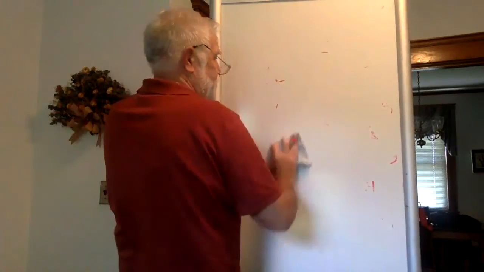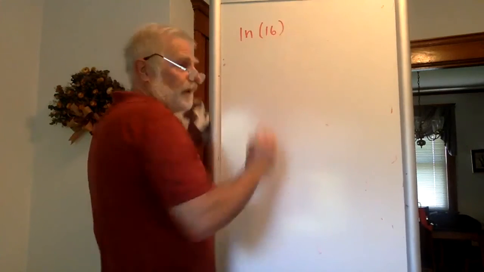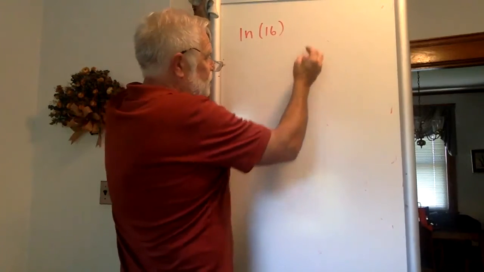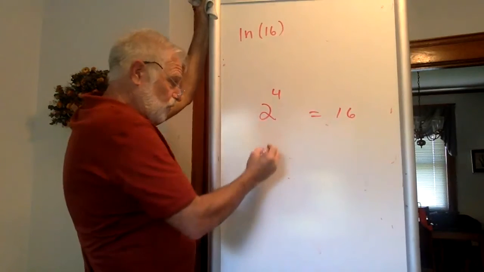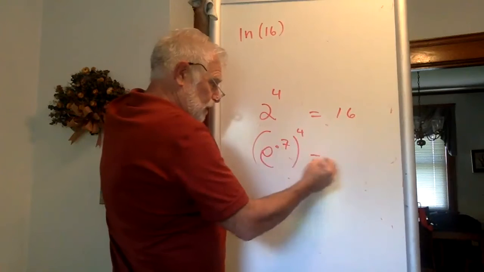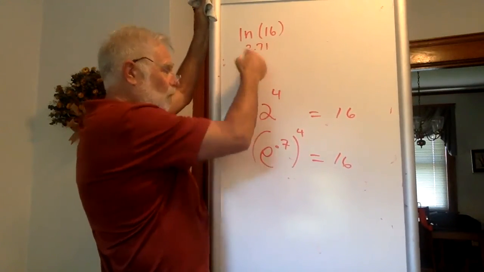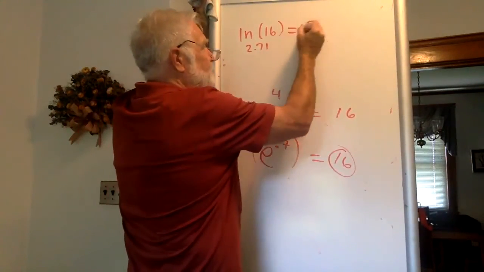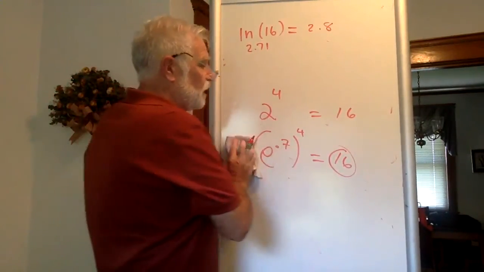ln of 16. All right, so I want you to practice organically getting these answers, and then we're going to morph it into our rules of logarithms. So right now, 16 is 2 to the 4th. And I know 2 is e to the 0.7, approximately, to the 4th power equals 16. So what's the exponent that I put on top of 2.71 to get me near 16? Looks like it's 2.8.